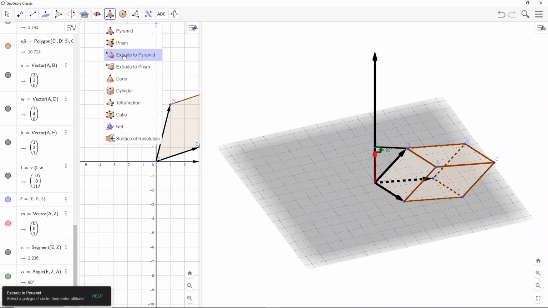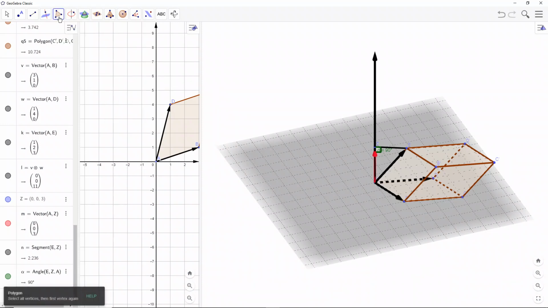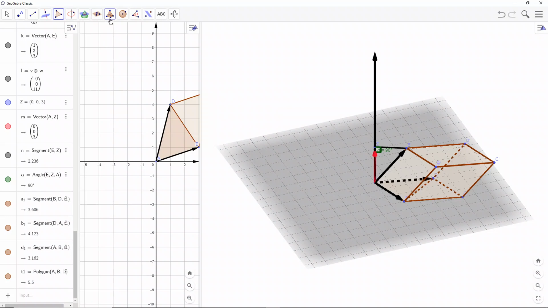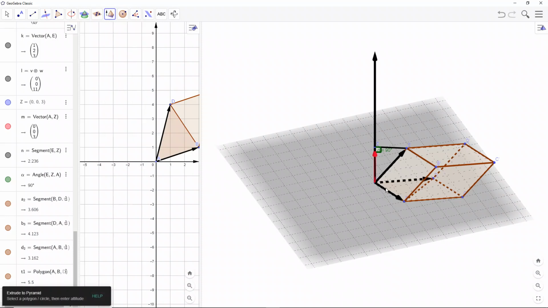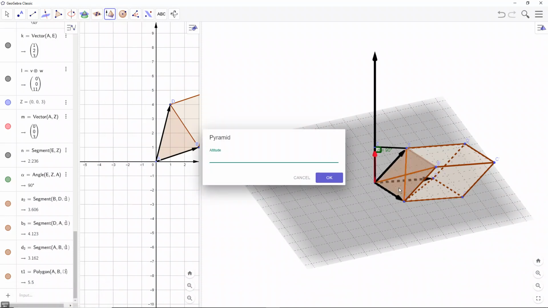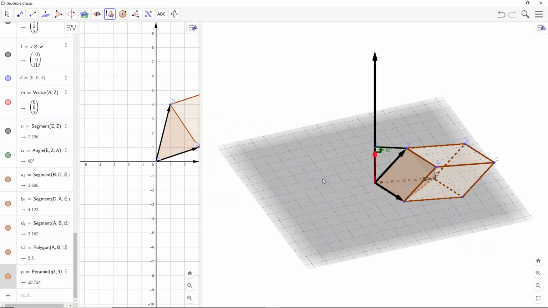Extrude to a pyramid. So what I can do, I can also do this triangle. Then I will go here and extrude this to a pyramid. If I am right, I use this option. I click on it, and then what is the altitude? I would say 3. So that is the tetrahedron.